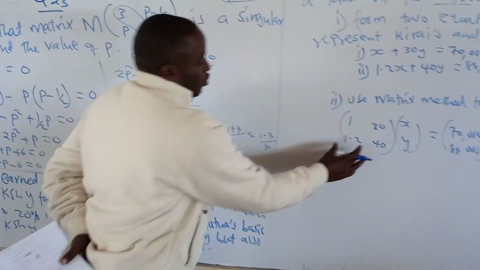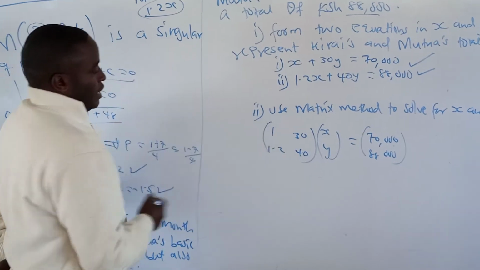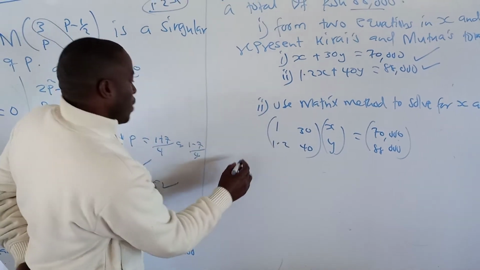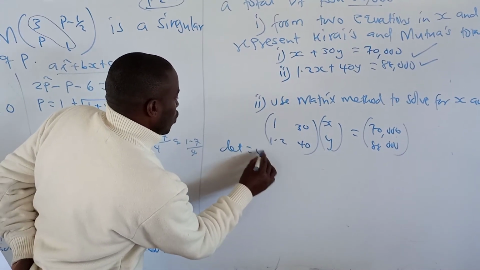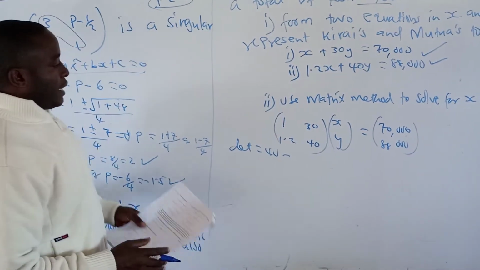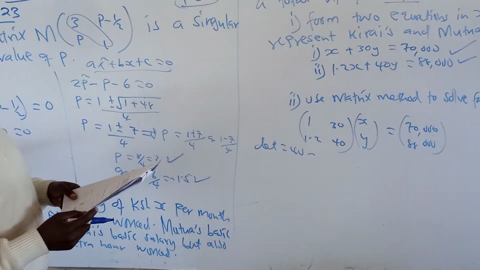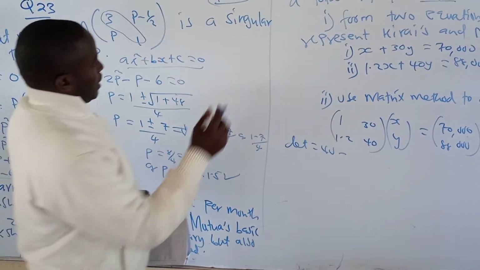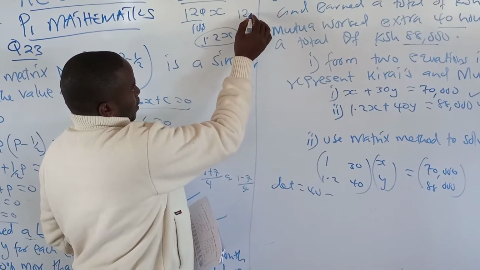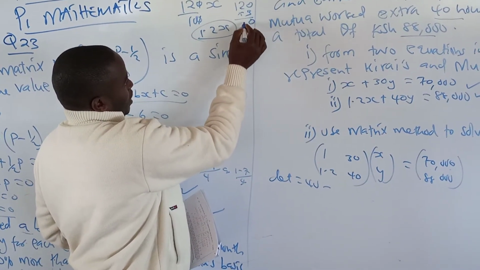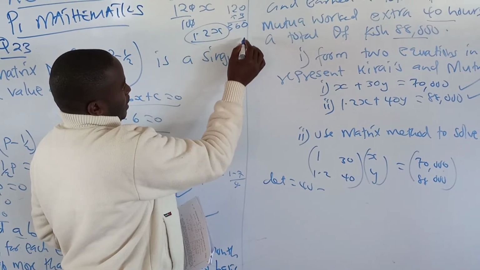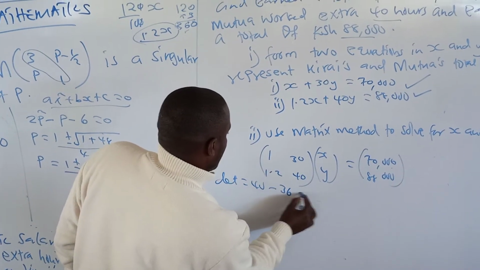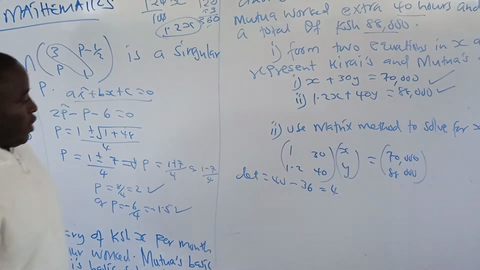So we find the determinant of this. The determinant is the leading diagonal product minus the product of the other diagonal. So our determinant equals 40 times 1, which is 40, minus 30 times 1.2. 30 times 1.2 is like 12 times 30, which is 36. So it is minus 36. This gives you 4. So we get 4 as our determinant.